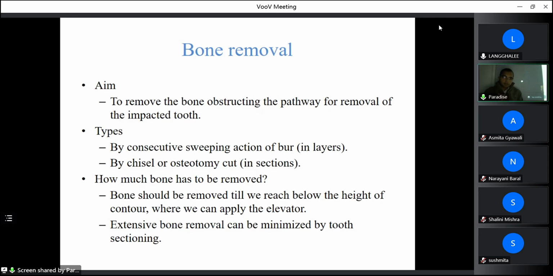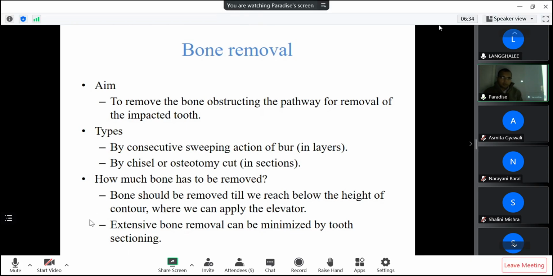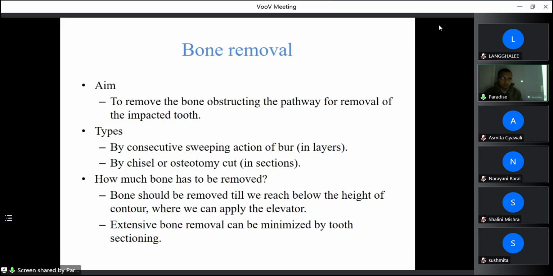Okay, let's start. We're discussing the management of impacted teeth. During removal of an impaction, you have to raise the mucoperiosteal flap. You have to give the incision. Most commonly, we follow the modified Ward's incision or Ward's incision. Or better, you can give the envelope incision. In case of an envelope incision, you don't have to give the releasing incision, so the post-operative healing will be better.